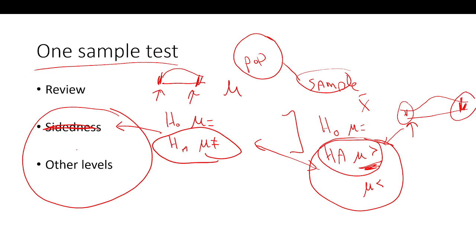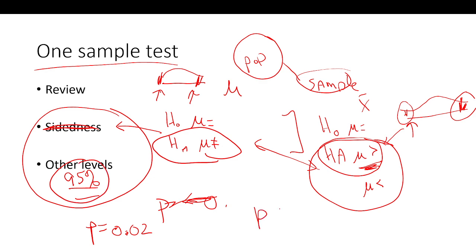The other issue is levels other than 95%. This is actually really easy to deal with because you're going to get a p-value. And so if you learn to read p-values, if you got a p-value, for example, of 0.02, that's an interesting one. At the 95% level, you're looking for a p-value less than 0.05. But at the 99% level, you're going to be looking for a p-value less than 0.01.